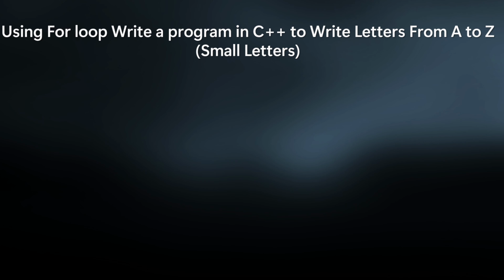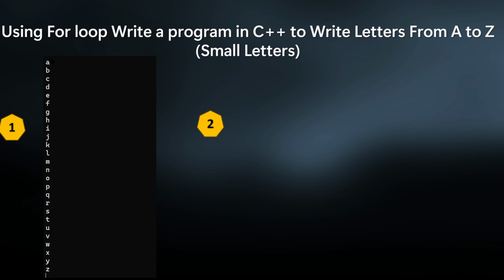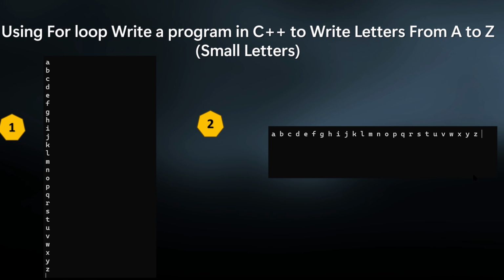How about having homework so we can know exactly if you understand the concept here? So the question would be, using for loop, write a program in C++ to write letters from A to Z in small letters. So the outcome should be like this, from A to Z, but in small letters. Take some time and I'll give you the solution after a second.